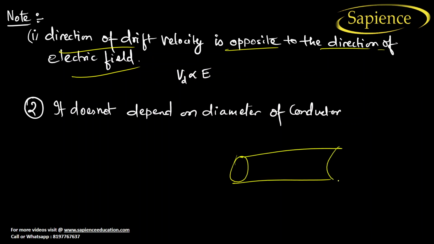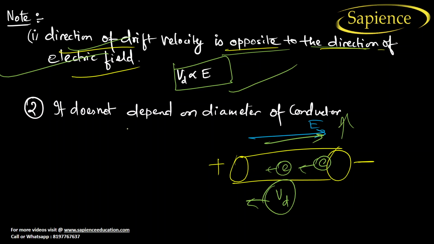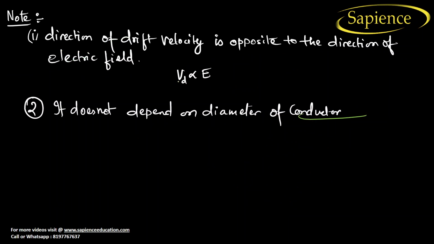For example, let us consider we have applied a positive and a negative terminal. The electric field direction will be in this direction. Now we know that the electron will always move from the negative terminal to the positive terminal, so the movement of the electron and its velocity will be in this direction, but the electric field is in the opposite direction. So the direction of drift velocity is opposite to the direction of the electric field, and Vd is proportional to the electric field. If you increase the electric field, the drift velocity will increase. It does not depend upon the diameter of the conductor. This thing you should remember.